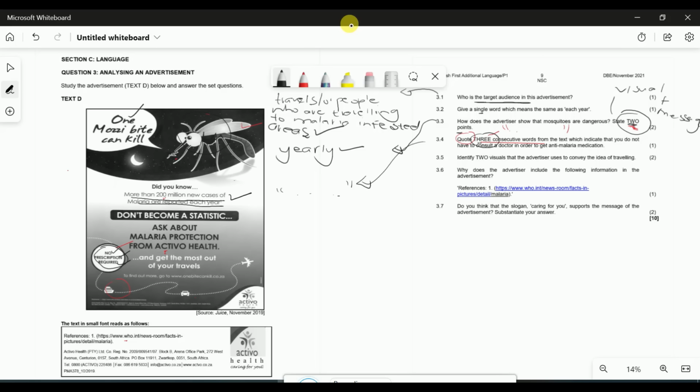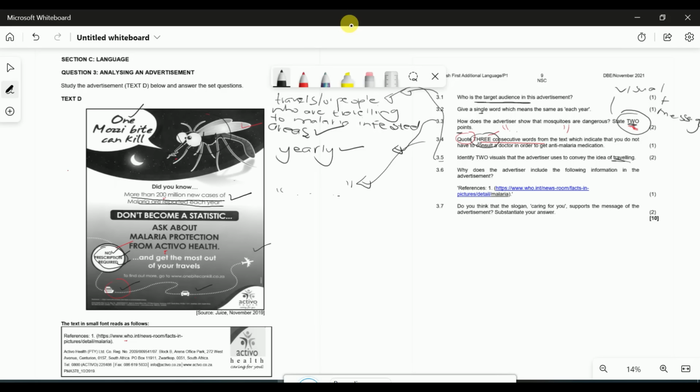And then again it says, identify 2 visuals that the advertiser uses to convey the idea of what? Traveling. You see, 3.5 correlates with what we have stated here in 3.1 with regard to the target audience. It says identify 2 visuals in the advert that convey the idea of traveling. And we've got more than 2. We've got 3. You can mention an airplane, a car, or a ship. Any 2 of the 3 will be correct.